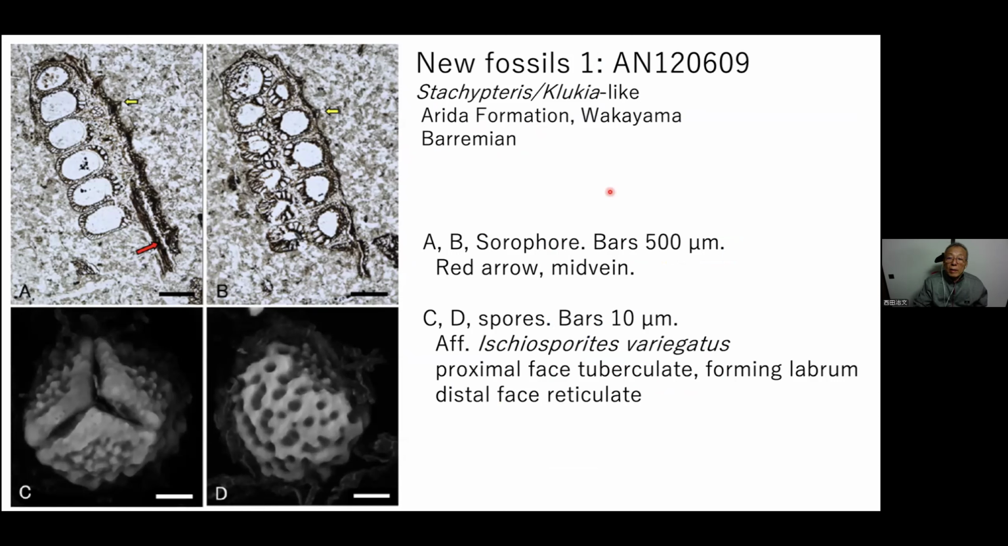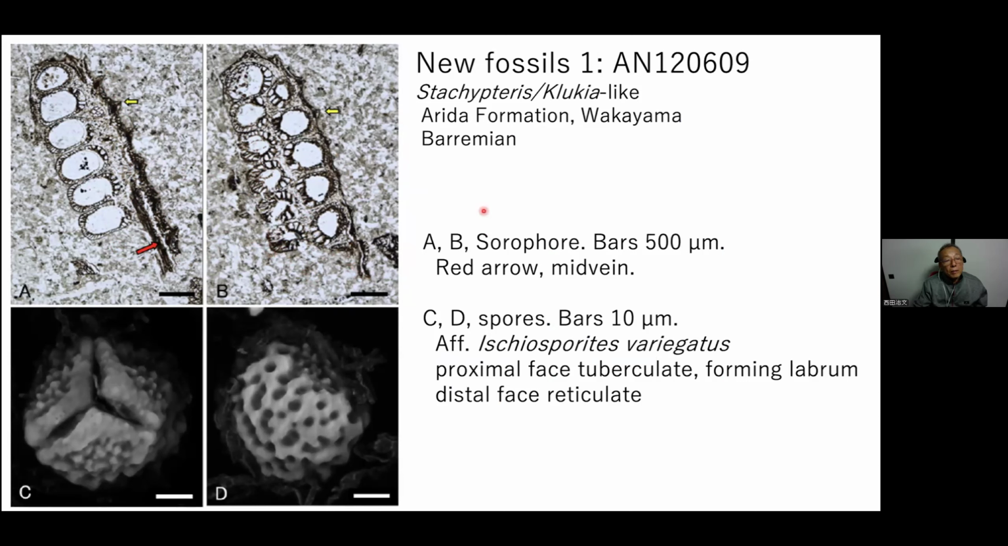The one is Stachypteris-like fertile structure, which we call solophore here. And it has, these are serial sections A and B, and you can see the middle vein here. And in the other section, you will see the typical complete annulus on the top of the sporangium. And the segment shows typical solophore structure.